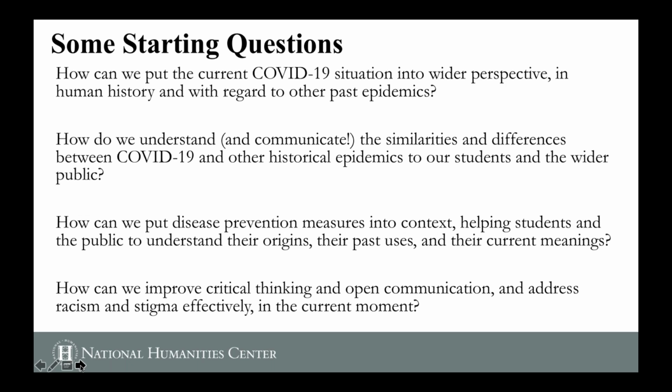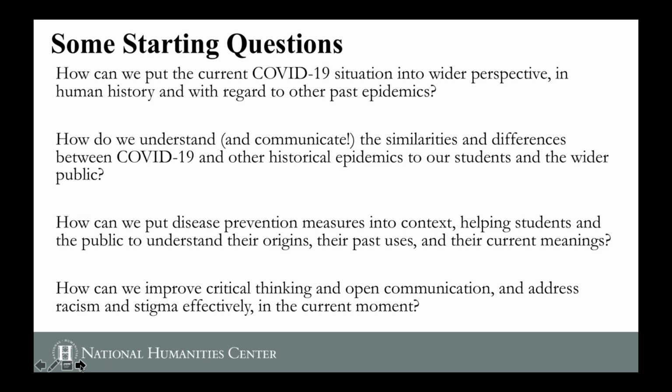When I say this to students and the wider public, this is something that I prioritize because the students are going to talk to their families, they talk to each other. We're creating pathways of information and of critical thinking constantly. Another thing that I think is really important right now, as students are thinking about what a self-quarantine or social isolation means, is how we put disease prevention measures into context, help people to understand their origins, how they've been used in the past, how they're being used now, and how there might be differences over time.